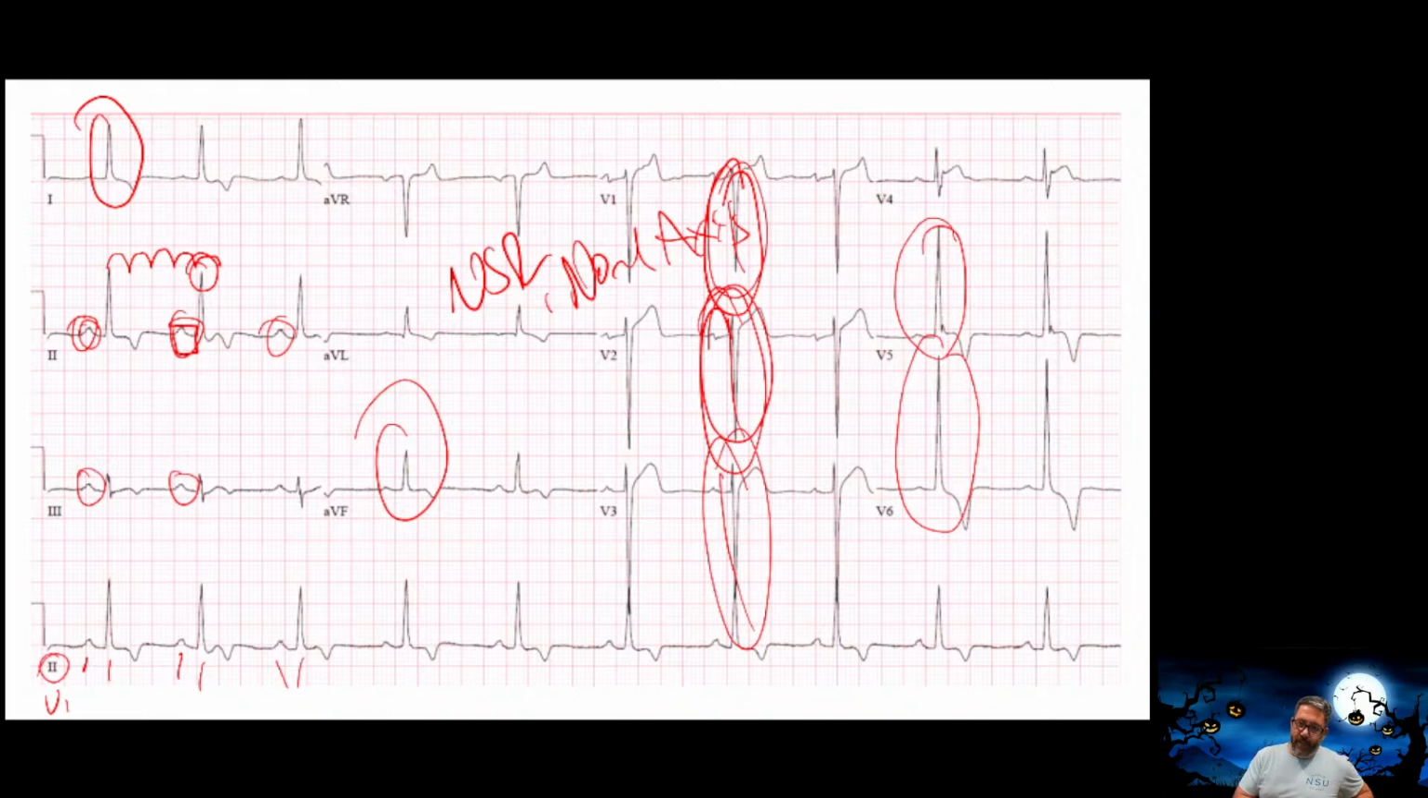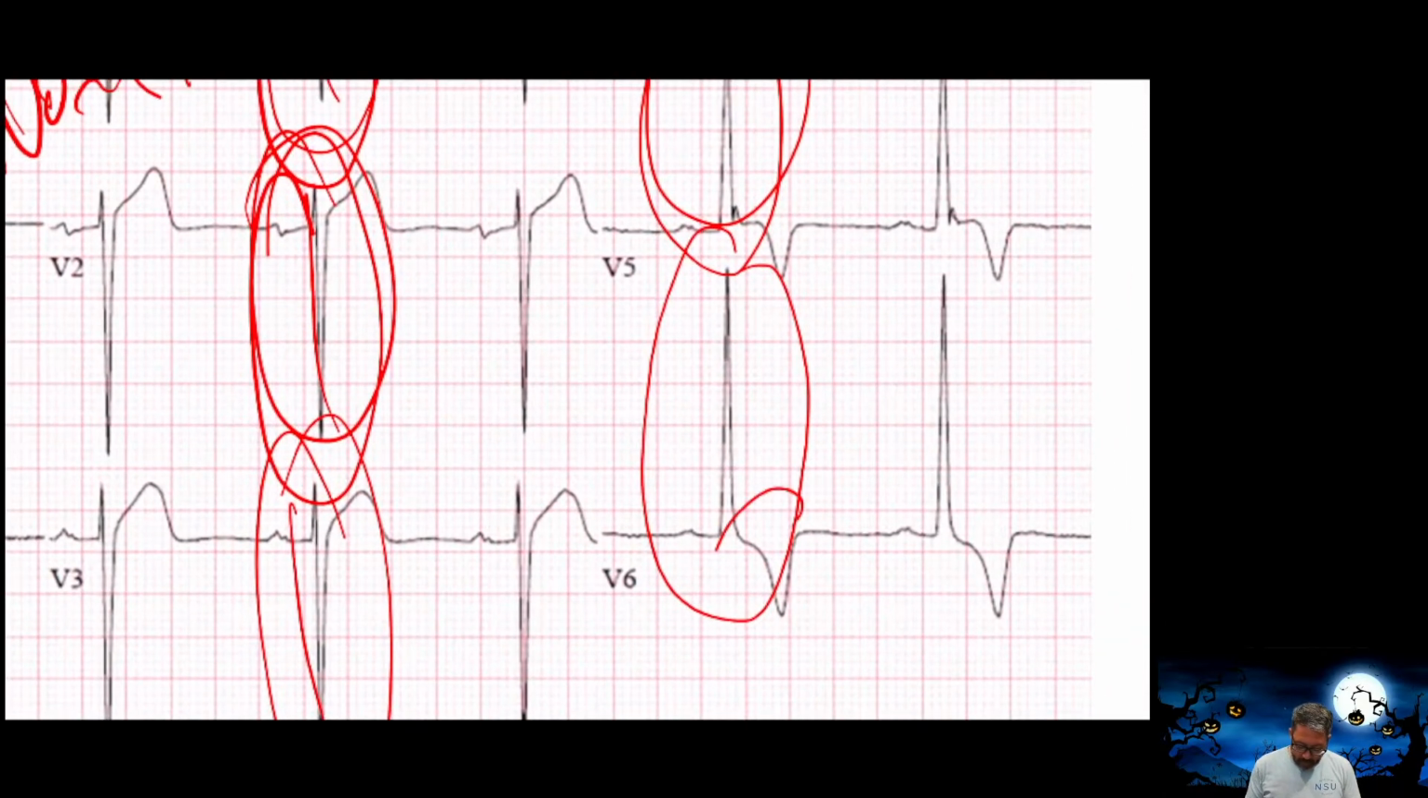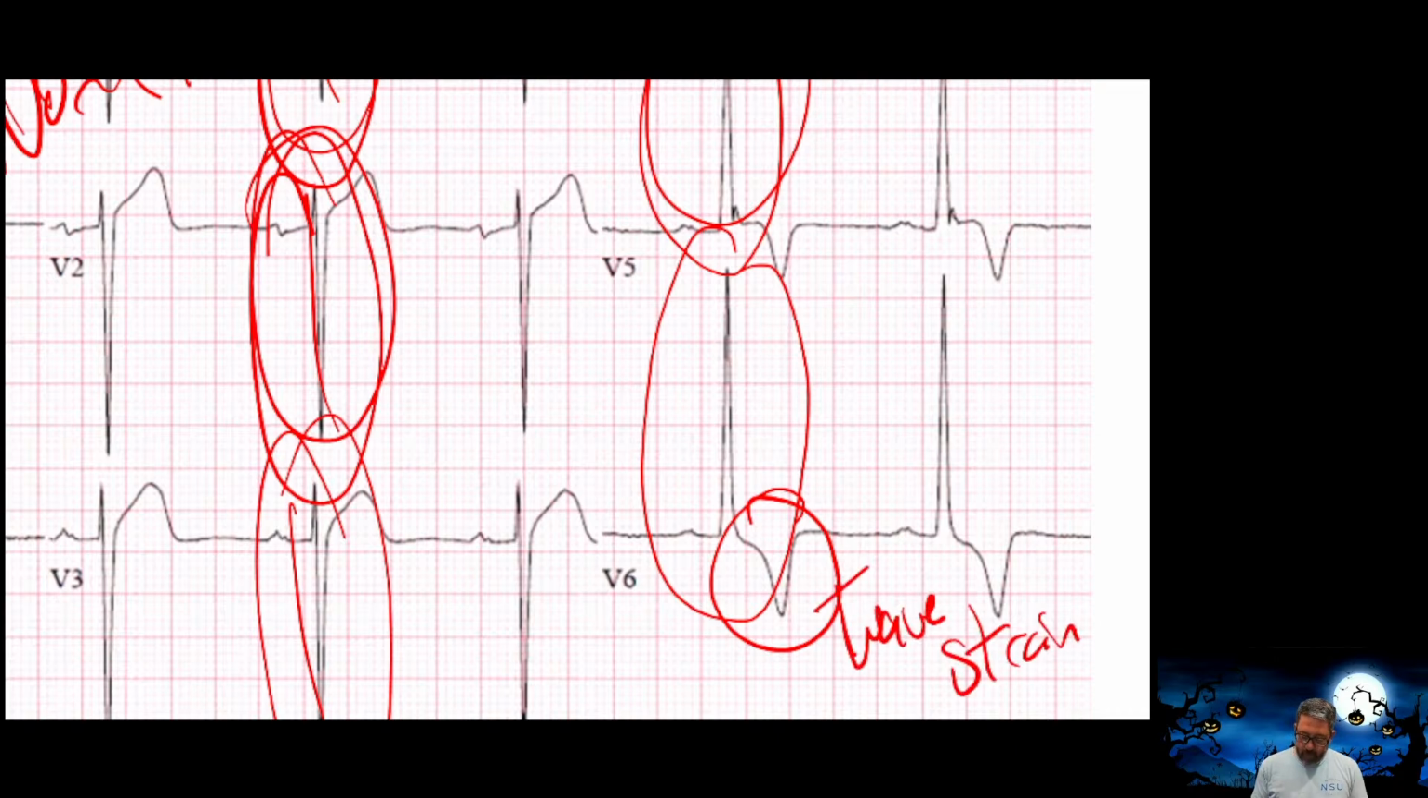Now, V5 and V6, that's the left side. That is where the left ventricular hypertrophy is. We see massive R waves because of all the extra voltage going on. Now let's look at the T waves. What do we see with the T wave? We see a flipped T wave. T wave strain. You see that a lot with left ventricular hypertrophy.